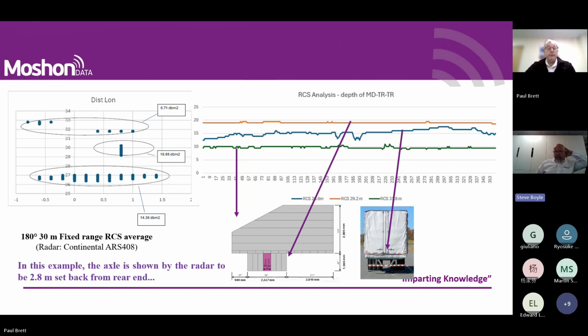And you can see here that the signal strengths are at the rear end, at the rear axle, exactly as we were aiming to do. And then there's another one that reads towards the end of the trailer. So these are the strengths that we're seeing on the radar. These are all taken at the fixed range 180 degree at 30 meters using a Continental ARS 408. You can see the crucial element is that it is reporting the depth at 2.8 meters between the rear end and the axle, which was what we were trying to achieve. So that's how that worked.